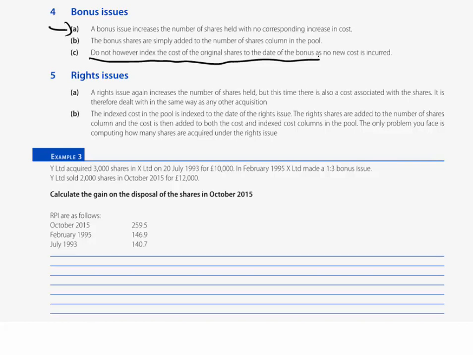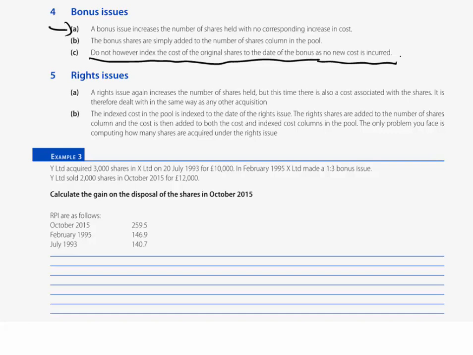There's no re-indexing to be done, as there is no new cost incurred, and obviously there's no cost to go in. So it is literally, for a bonus issue, a single entry item. State the date, what are the terms of the bonus issue, 1 for however many, 2 for however many, whatever it might be, and simply add in the extra number of shares acquired in the number of shares column, and there is no extra cost, there is no re-indexation, there is no change in the index cost. All you've got to do is just readjust your total of shares now held.